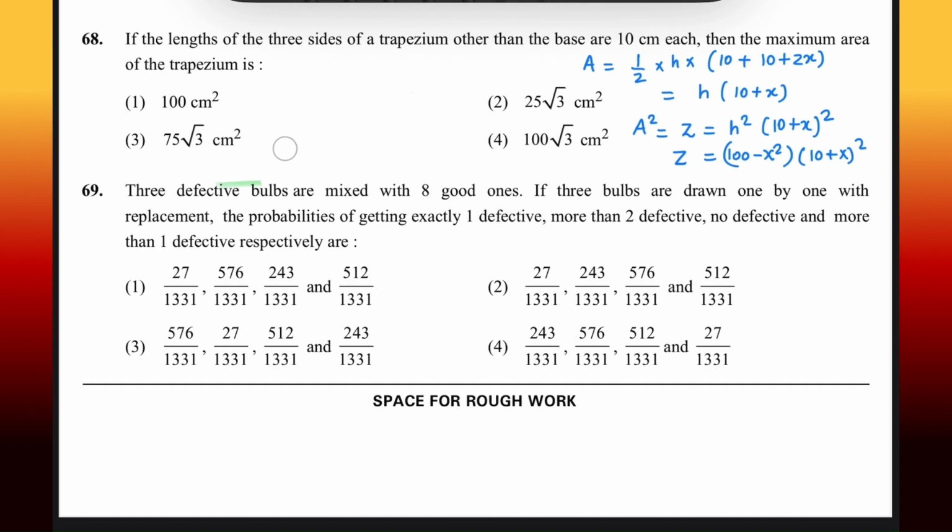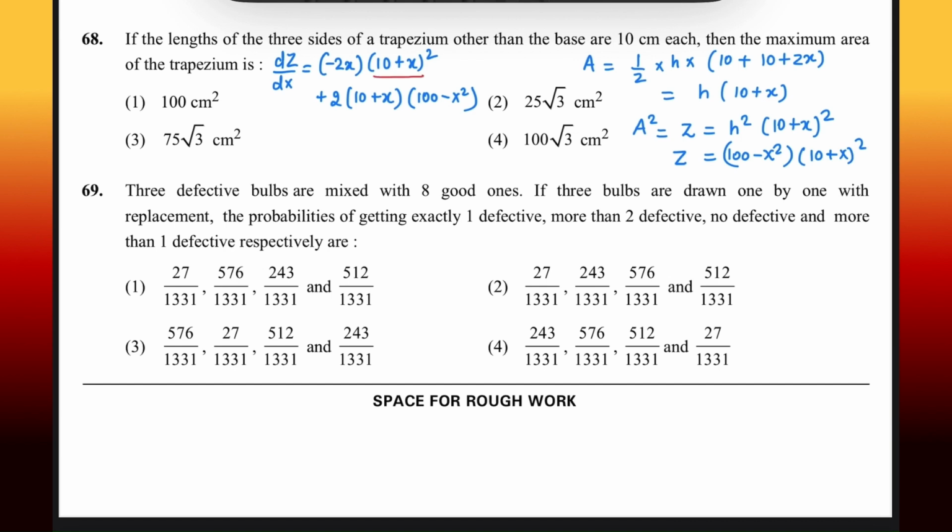So how am I maximizing this? Using derivatives. Let's find the first derivative. What is dz over dx? We have to apply the product rule here. This is your first function, this is your second function, and you have the product of these two functions. The derivative of 100 minus x square is minus 2x, and then 10 plus x whole square as it is, plus the derivative of 10 plus x whole square, which will be 2 times 10 plus x using the power rule, and then you have 100 minus x square as it is.